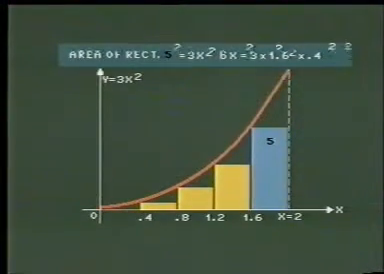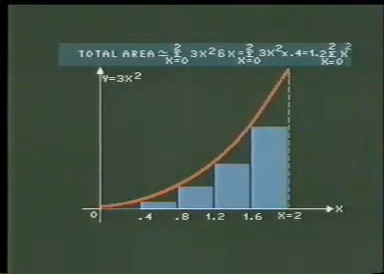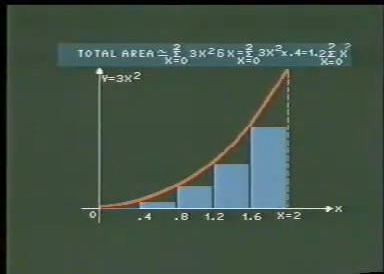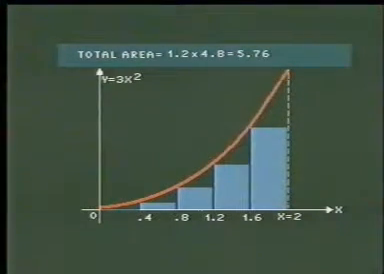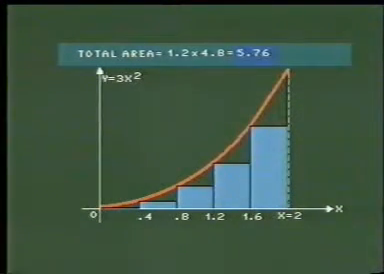Therefore, the total area is approximately equal to sigma 3x square delta x when x varies from 0 to 2, which is equal to sigma 3x square into 0.4, which is equal to 1.2 sigma x square, which is equal to 1.2 into 0 plus 0.16 plus 0.64 plus 1.44 plus 2.56, which is equal to 1.2 into 4.8, which is equal to 5.76.